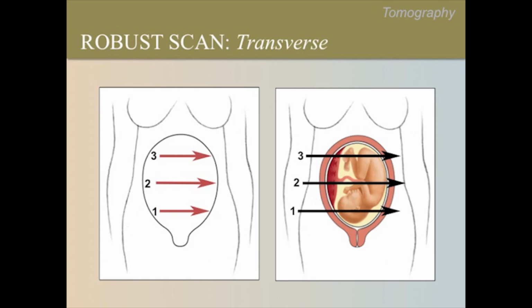All 6 scans together are known as a robust scan. This is a very important sequence because after you've completed the robust scan, you should be able to confidently determine the number of fetuses, the fetal lie, and if the lie is longitudinal, whether the presentation is cephalic or breech. Please pause the video now to ask any questions.